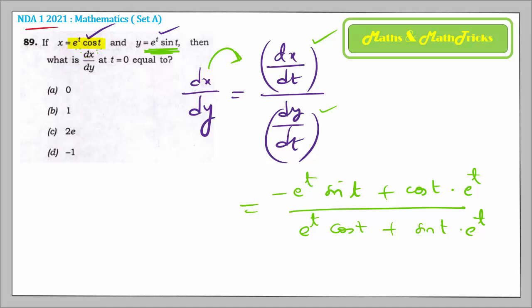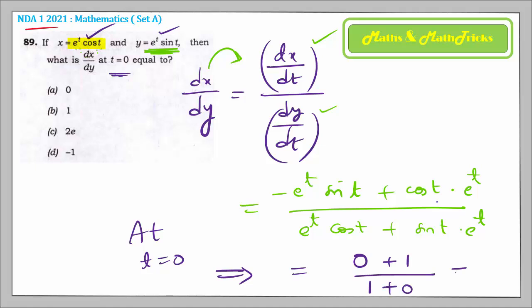Moreover, you are asked to substitute t equals 0 to know this derivative value. So at t equals 0, the answer turns out to be, you can calculate now mentally, e power 0 is 1 there, but sine of 0 is 0. Because of that, the first term will become 0. The second term will become 1 because cos 0 is 1, right? In the denominator, the first term becomes 1 and the second term becomes 0, and hence the answer is 1. So option B for this particular question.